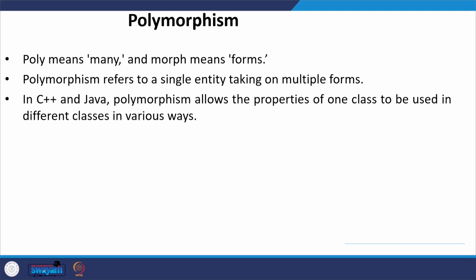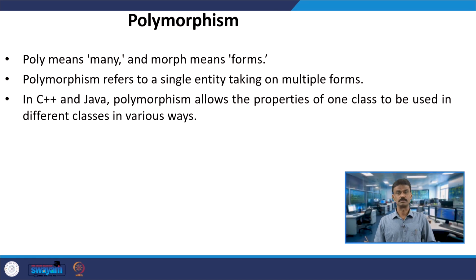During the basic introduction, we saw what polymorphism means. Poly is nothing but many, and morph is nothing but forms. So, the entity will take multiple forms. For example, a function, a member function, or even a function that takes many forms. In C++ and Java, you have the property of polymorphism. That means the properties of one class can be used in different classes in various ways. You call this polymorphism.